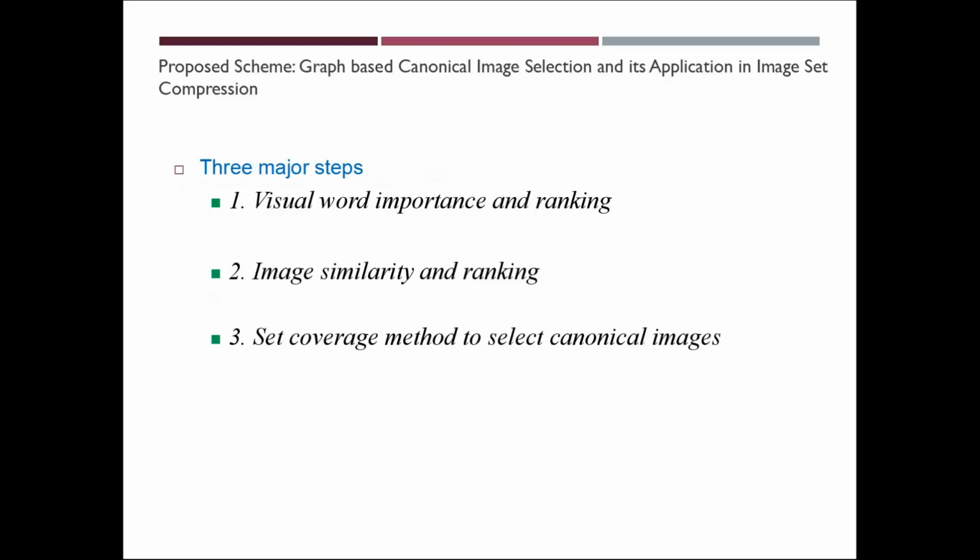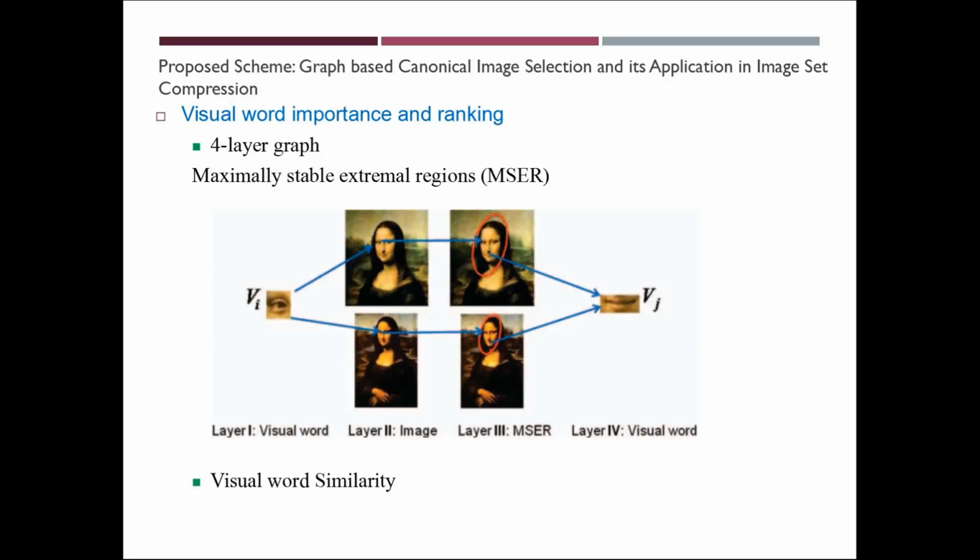Based on this idea, we design a scheme that contains three major steps. The first is called visual word importance and ranking. The second is called image similarity and ranking. The third one is called set coverage method, and we use this method to select canonical images. Now let's come to the first part, the visual word importance and ranking.